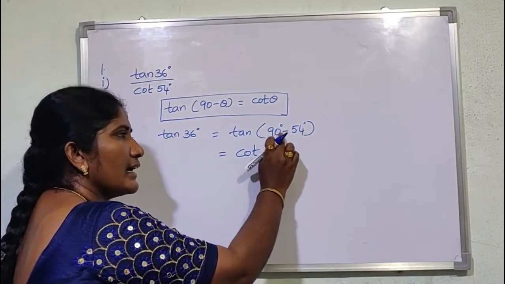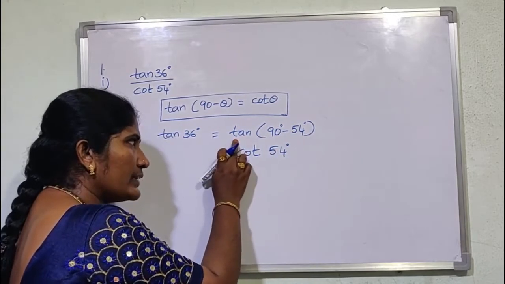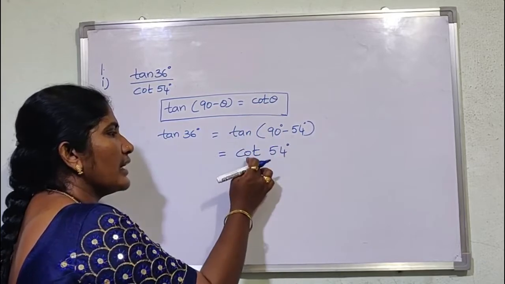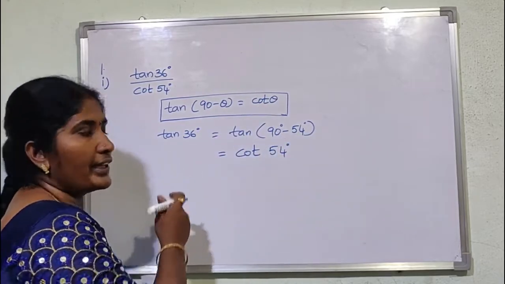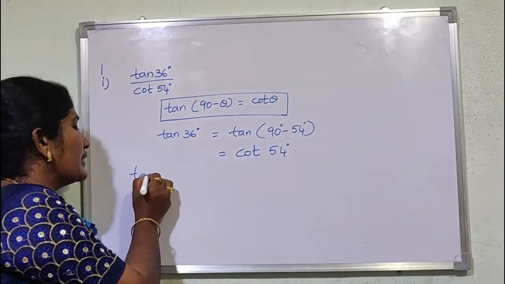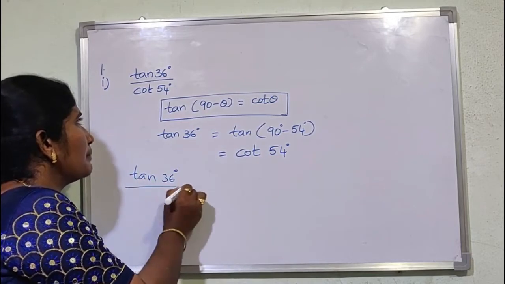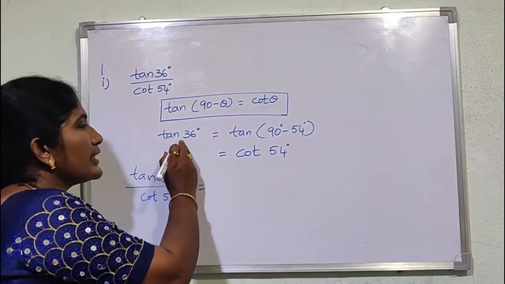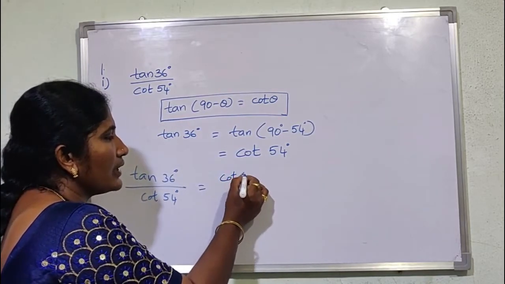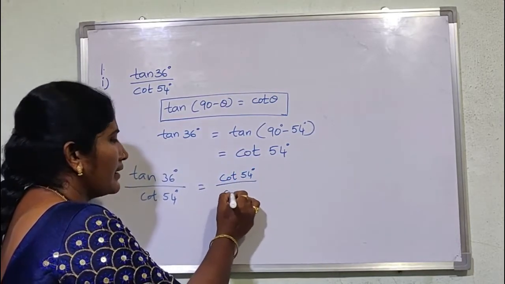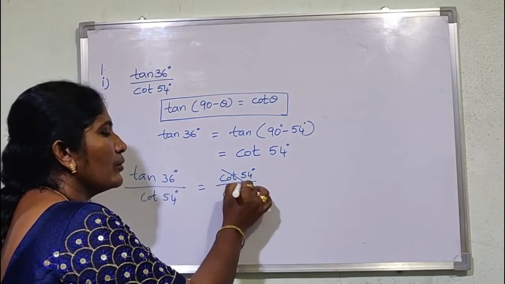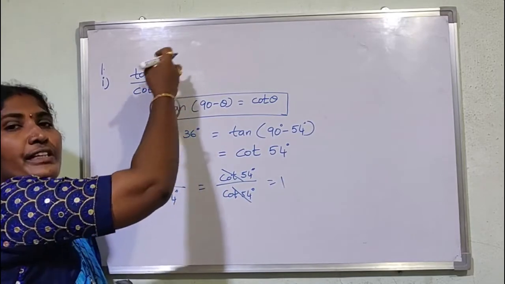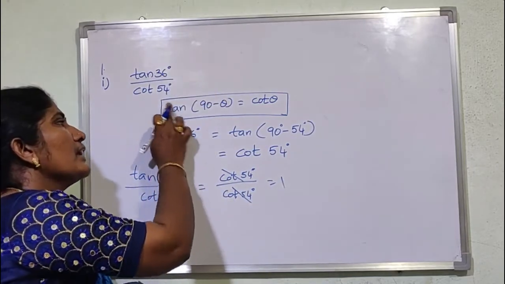That means 36 is written as 90 minus 54. Now it is in the form of tan 90 minus theta. Tan 90 minus theta is cot theta. Cot theta value 54 degrees. Now substitute in the question. Tan 36 degrees by cot 54 degrees is equal to, instead of tan 36 we can substitute cot 54 degrees by cot 54 degrees. Both get cancelled. Answer is 1.